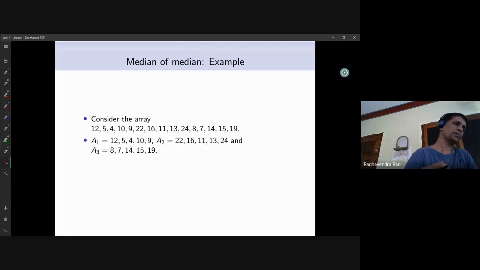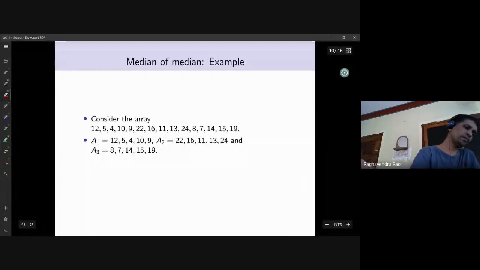Now we compute medians. What are the medians? Let's mark them here itself. The sorted order here is 4, 5, 9, 10, 12. So the median here is, somebody?